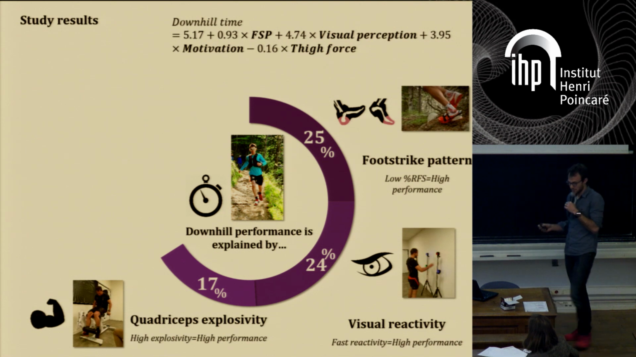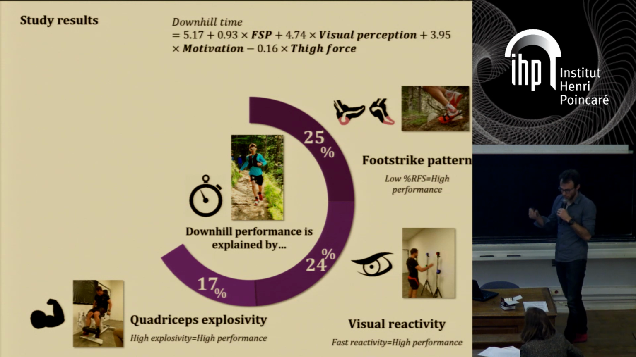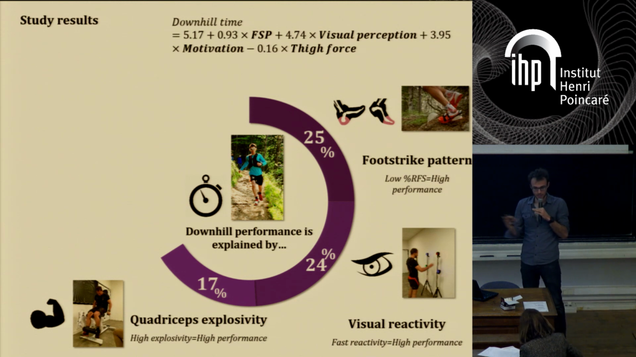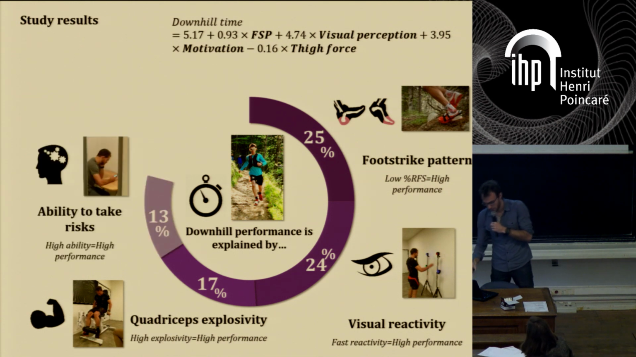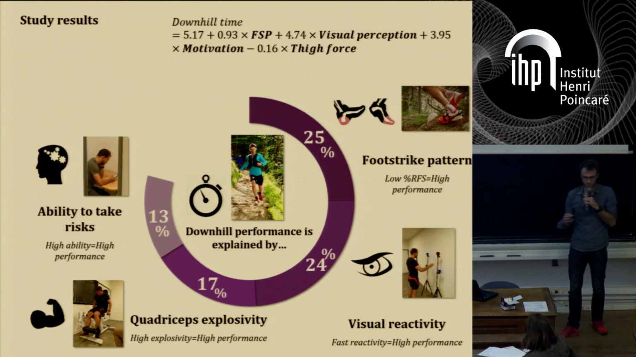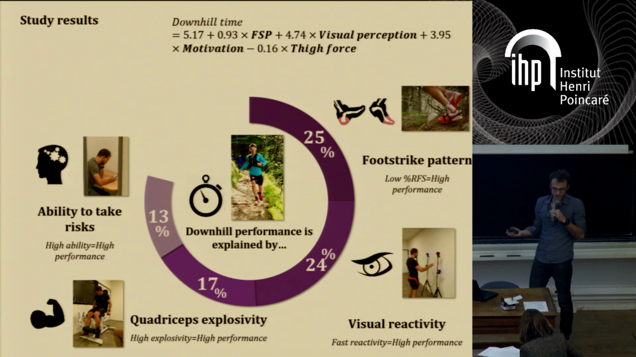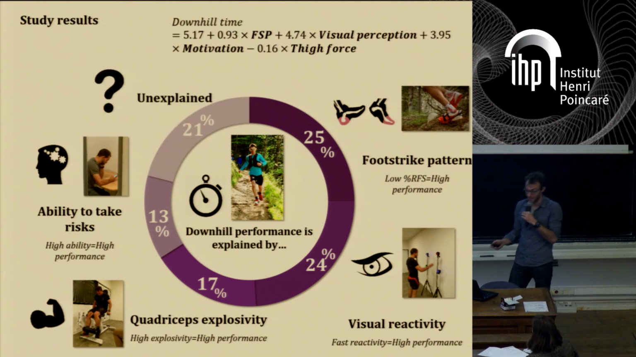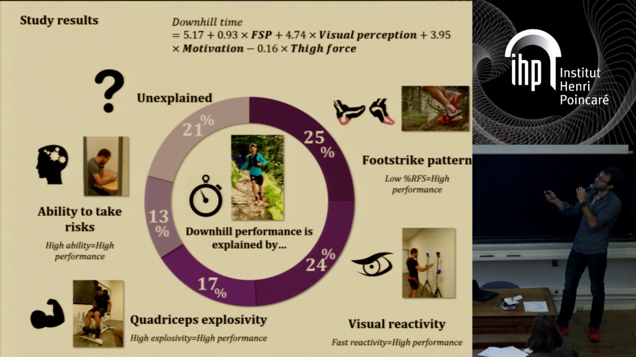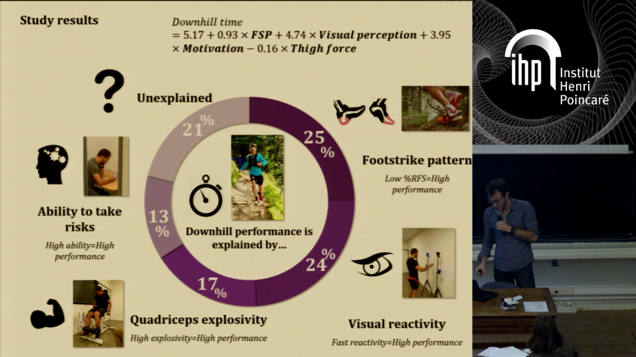We had 17% contribution for the quadriceps, so the thigh muscles' explosivity. If you're able to develop a high force in a low amount of time, you're more likely to be fast. And last, the ability to take risks. It's more of a psychological parameter. If you have no brain, basically you go faster downhill. And as usual, we have an unexplained part left, 21%. Those are the contributions computed from this equation.